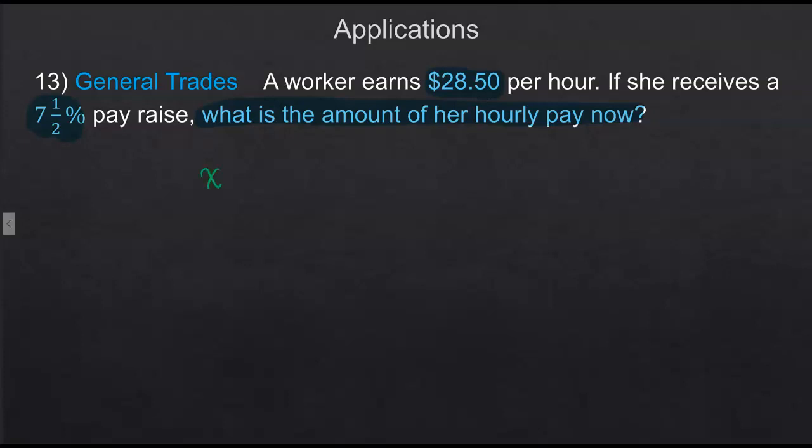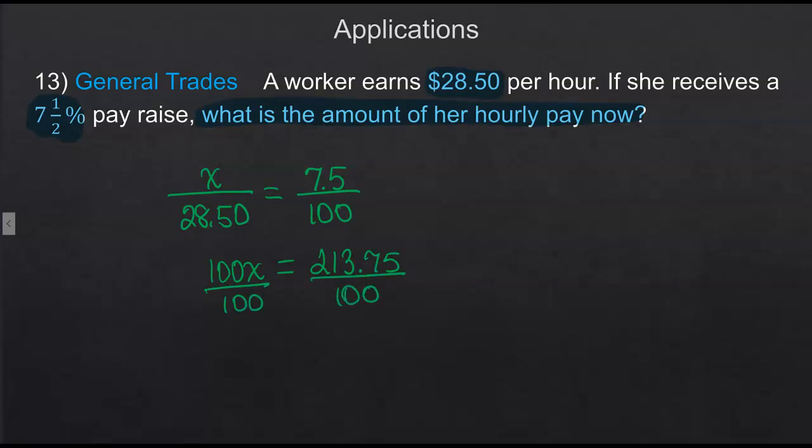So we're looking for the raise. That's going to be our "is." This is our original number, which was her hourly pay. It's 7.5 over 100. Once again, we cross multiply. That's 213.75. Divide by 100. And we got that her pay raise is $2.14, right? So that's the amount of the raise.